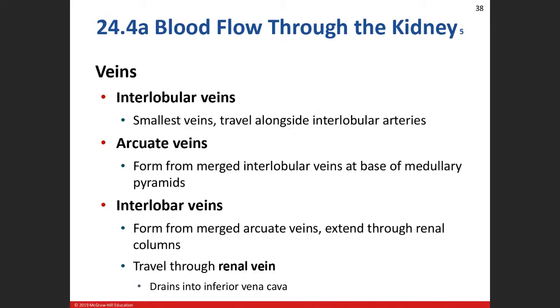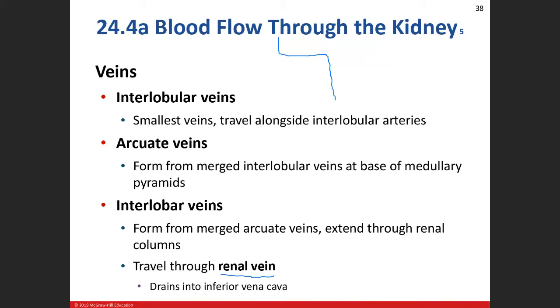So here we're looking at the venous system. Starting off in the cortex, we have the interlobular veins, just after those capillary beds that I was talking about. Coming down from the cortex, that blood will drain into the arcuate vein, which runs along the base of the renal medulla, the renal pyramid. Then in between those renal pyramids, it dips down and forms the interlobar veins, which will travel and drain into the renal vein.